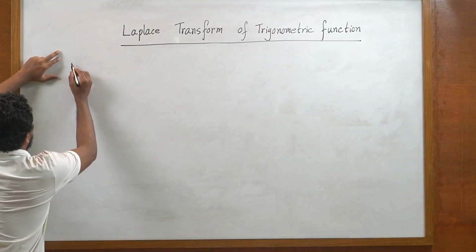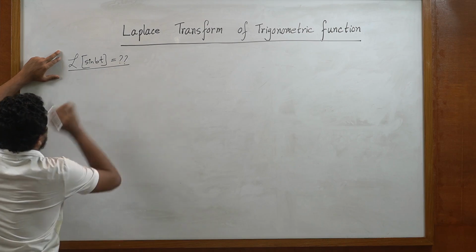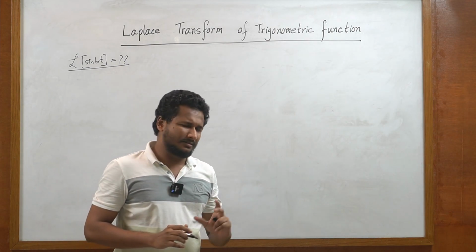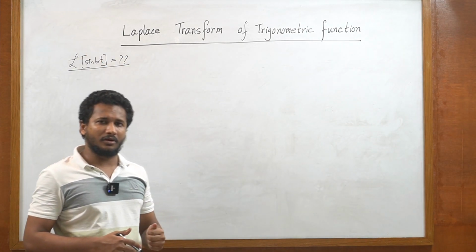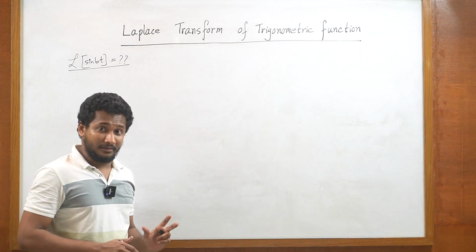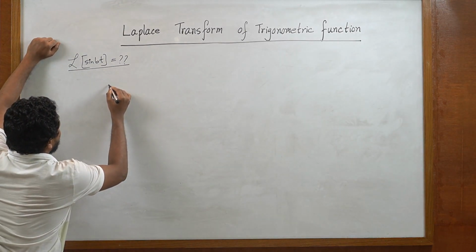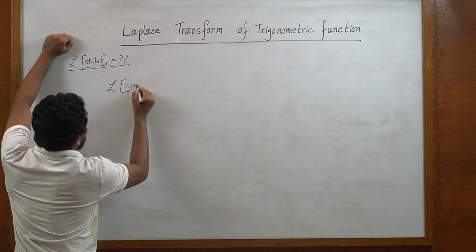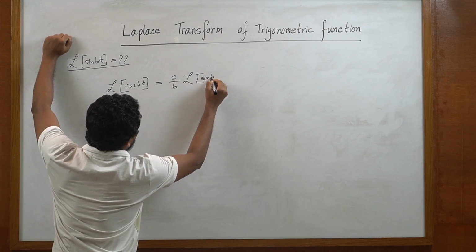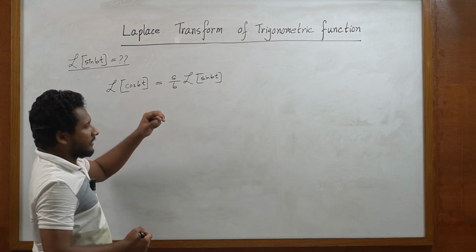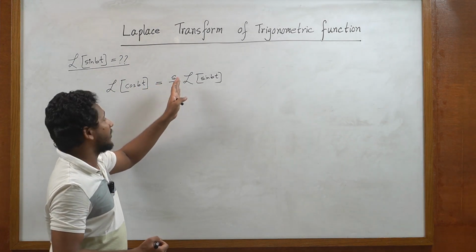Now we are going to the Laplace transform of sine bt. Laplace transform of sine bt will be what? We can find this Laplace transform by the similar method as the Laplace transform of cos bt, but we can apply the result of Laplace transform of cos bt here. So we got Laplace transform of cos bt equals to s by b Laplace transform of sine bt.